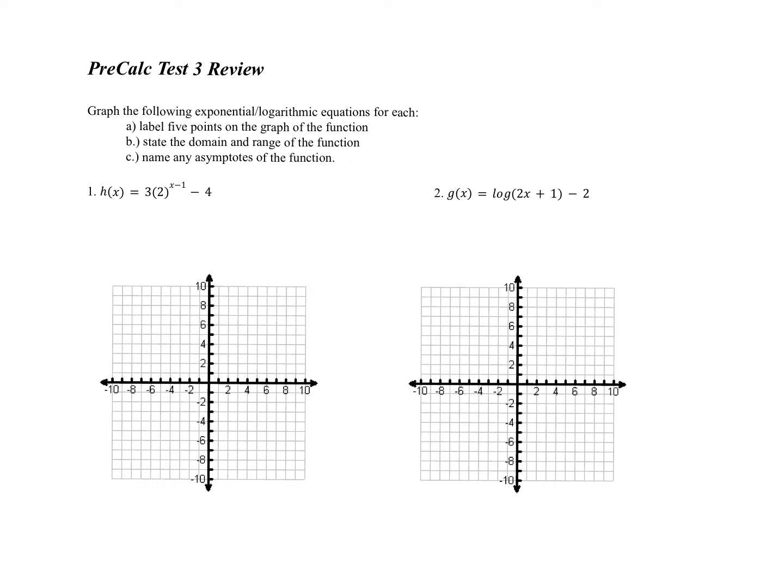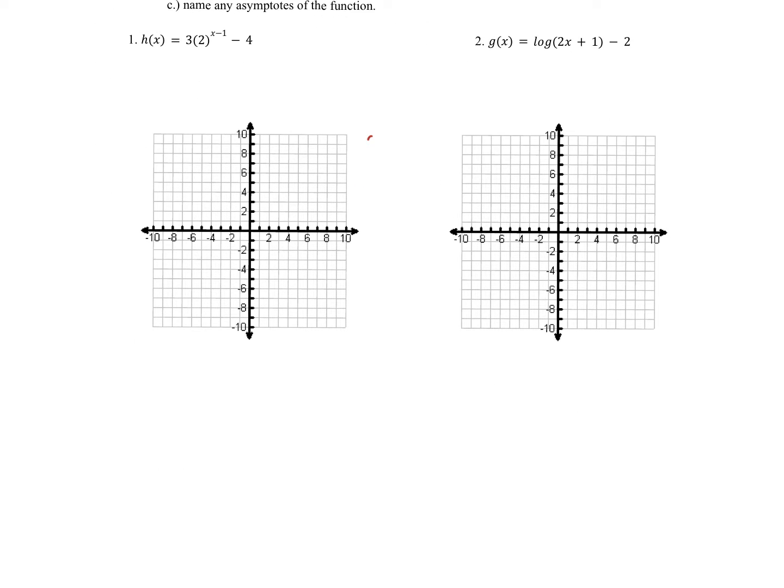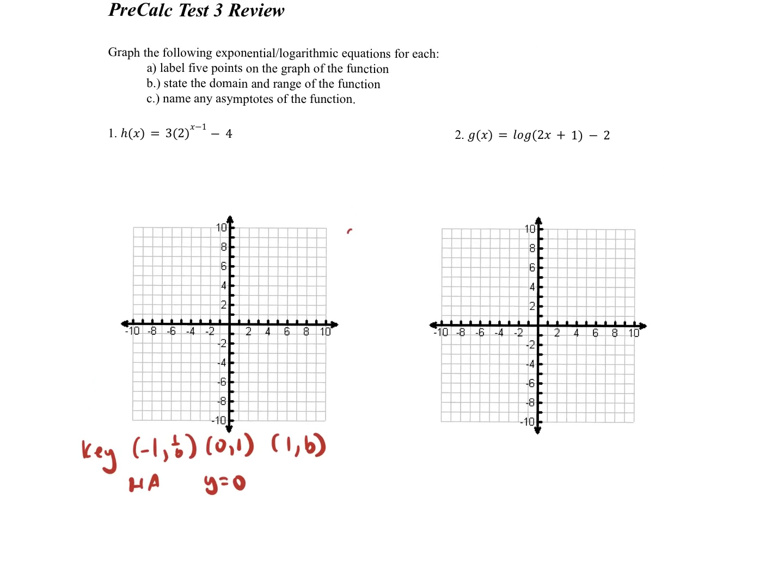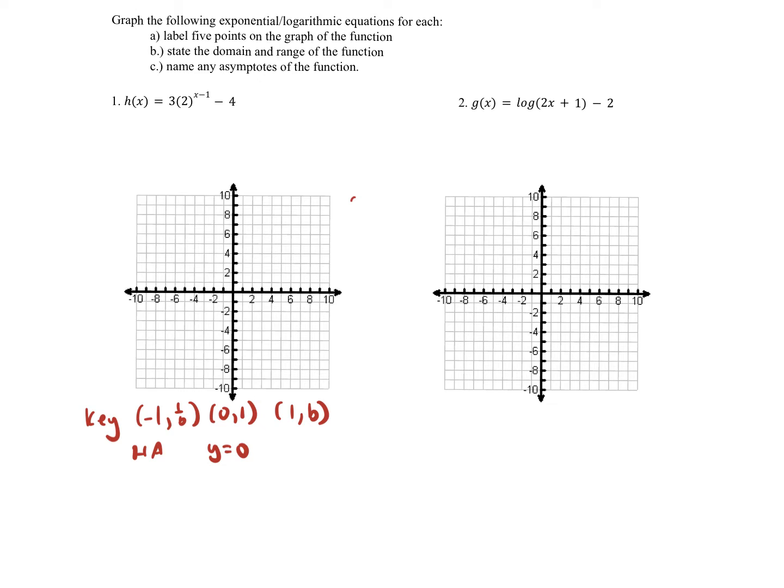So the key thing to remember is we start with some base function for these. So we'll start with some base to a power of x or some log of base b to some power x. So in general, if you recall, for an exponential function, we always have three key points on this graph: (-1, 1/b), (0, 1), and (1, b), with a horizontal asymptote of y equals 0. So those are always base functions on any exponential graph.